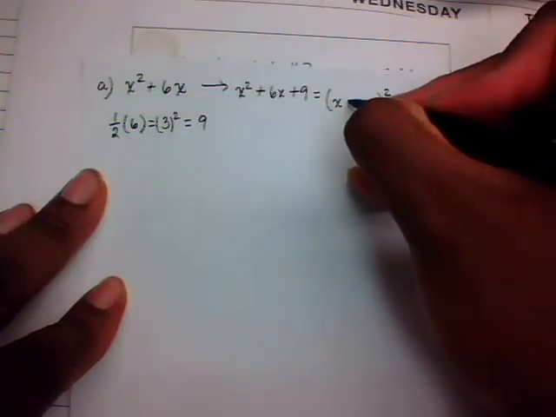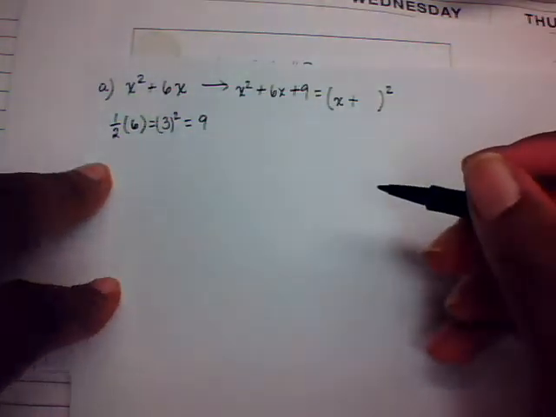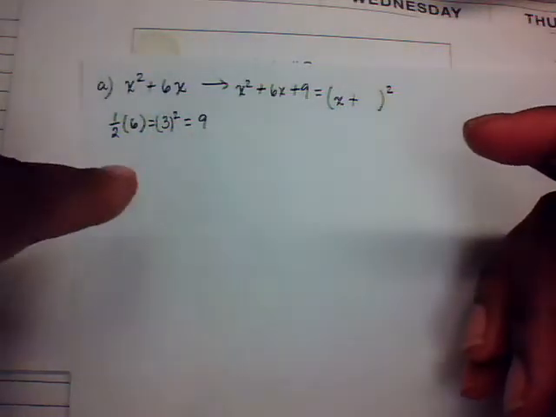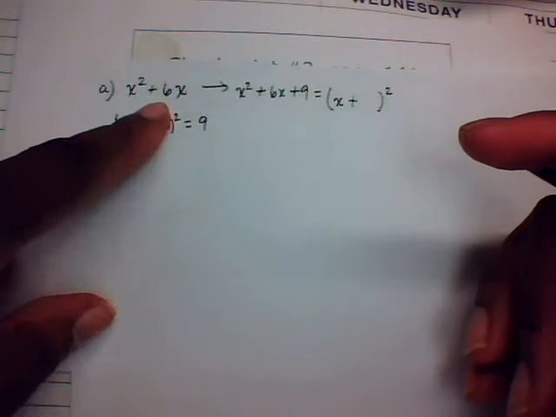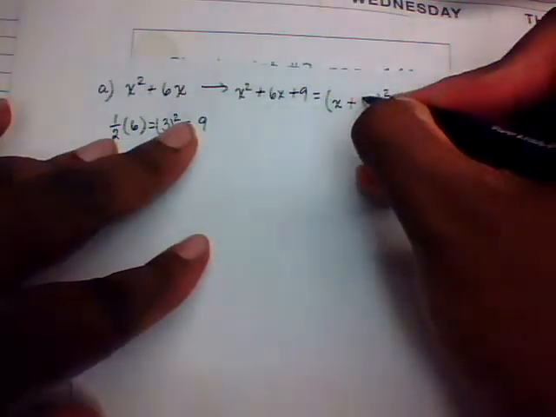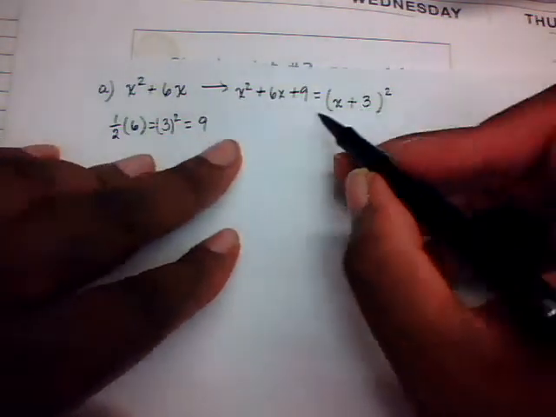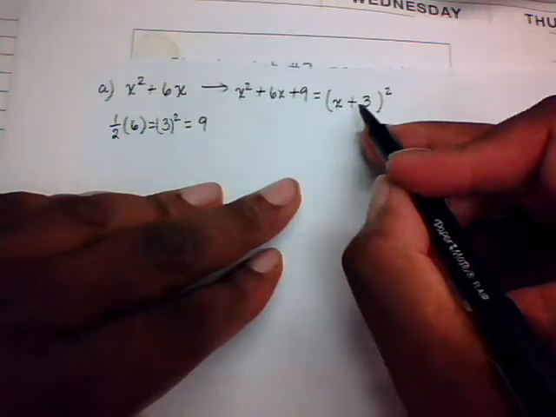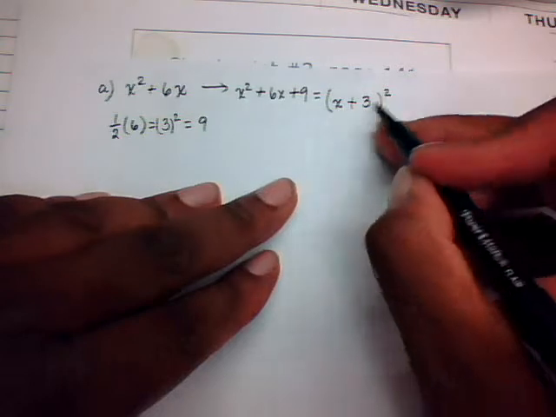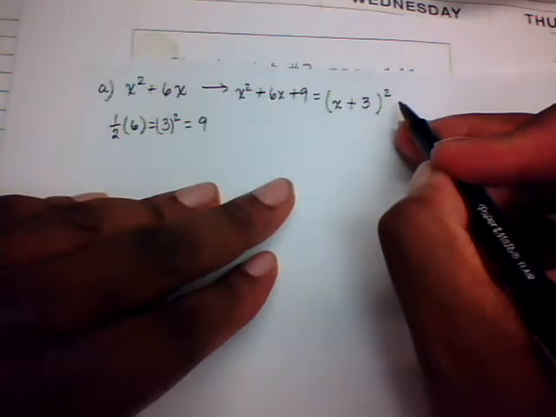we know we're going to have an x plus, now if you remember the b over 2, take half the coefficient of 6, which is, of course, 3. And that 3 will go right here. So that x squared plus 6x plus 9 will be factored into x plus 3 quantity squared. Okay.